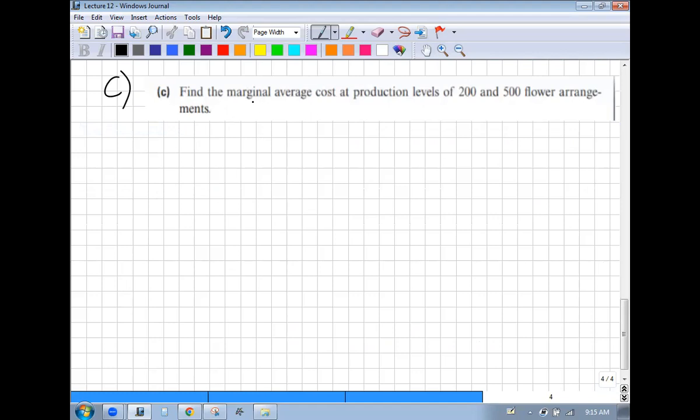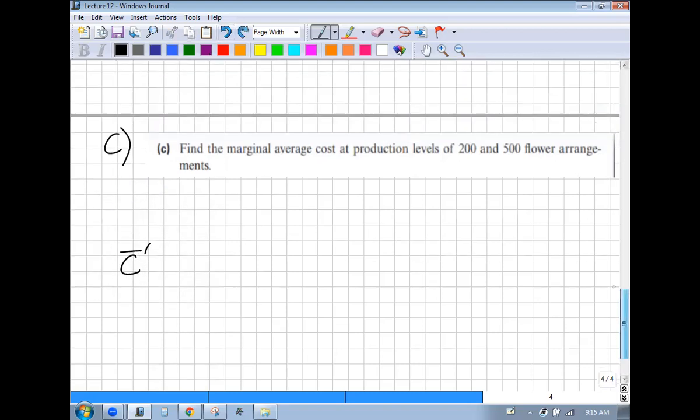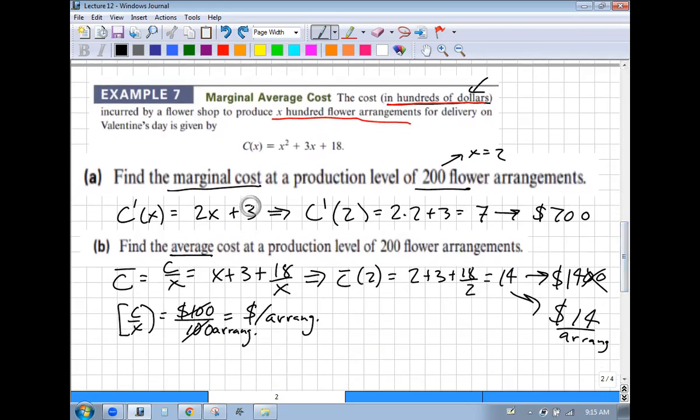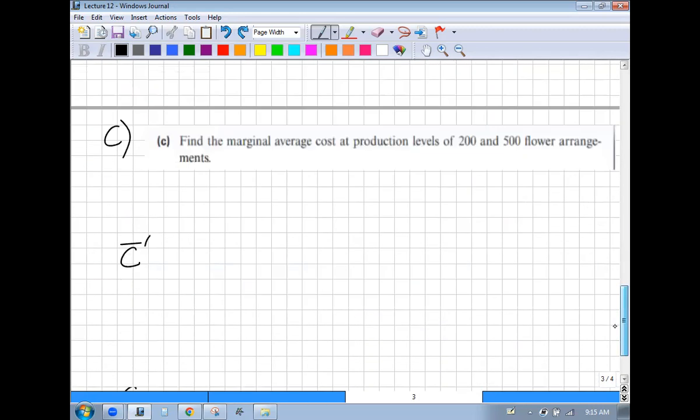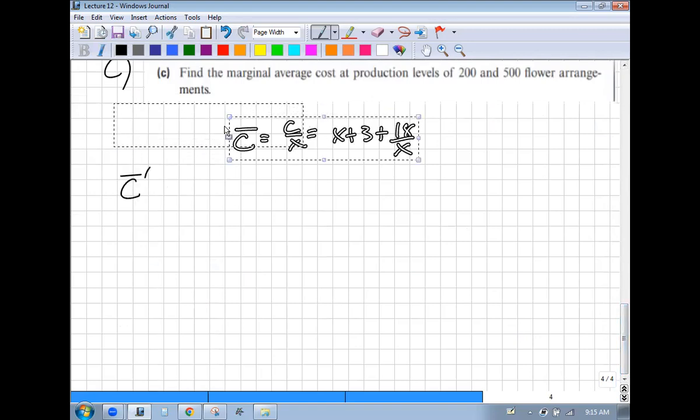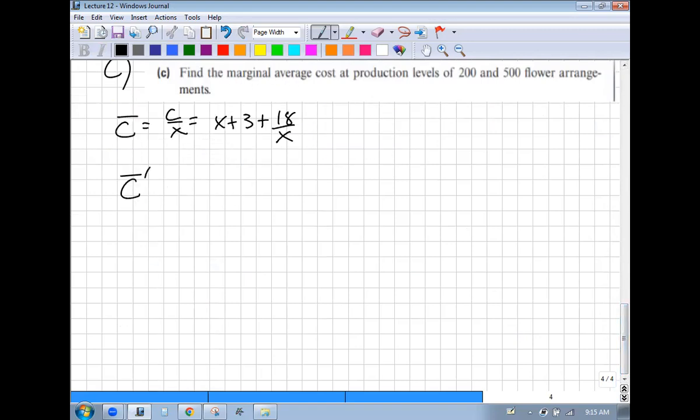All right, part C, find the marginal average cost. So we need to find marginal average, right? Well, first we need to have the average and then take the derivative. All right, so let's see. Here was our average. All right, this is the one that students will miss the most. Marginal average. They won't consider that. They will just take the derivative. They'll just do this one, right? Remember, you have to divide the cost by X. And now we take the derivative of that.